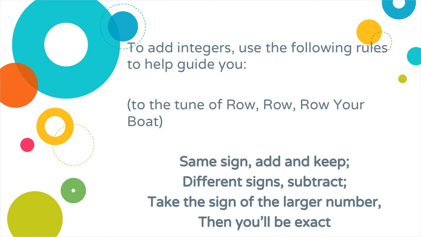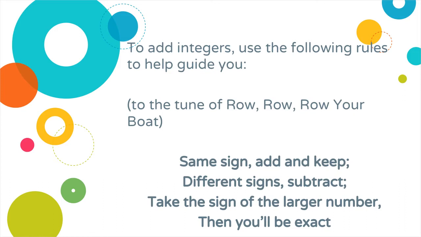So if you break it down line by line, same sign add and keep. If you have two integers that have the same sign, such as they're both positive or they're both negative, you're going to add up the numbers and then keep that sign. In the next line it says different signs you will subtract. So if you have one positive integer and one negative integer, you're going to take the numbers and subtract the bigger one minus the smaller one.